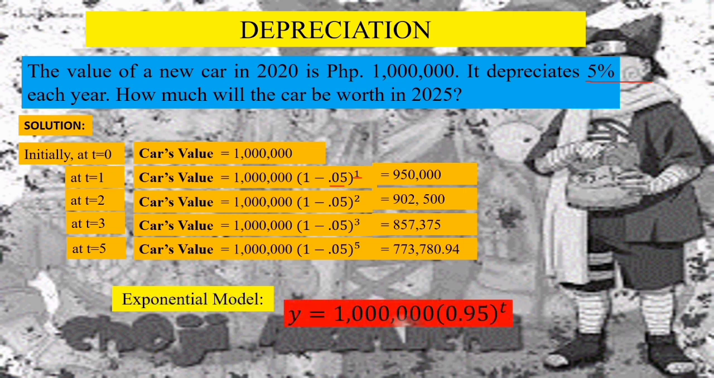So, ganito lang isulat. So, y is equal to 1 million times 0.95 raised to the power of t. Saan natin nakuha yung 0.95? 1 minus 0.05. So, that is 0.95. So, sana nakuha nyo kung paano gumawa ng exponential model.